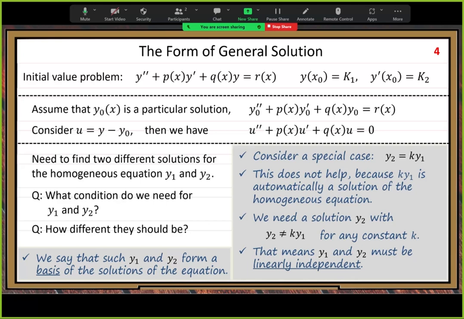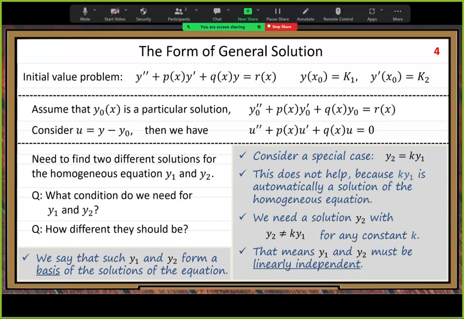Now we are targeting a non-homogeneous second-order linear ODE. So this equation, initial value problem, two initial conditions. Our plan at this point, we cannot solve it. Still, a lot of work we need to go through, so we cannot solve it, but we do some preparations.